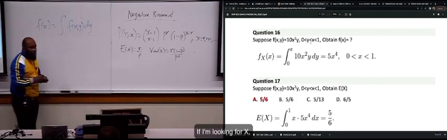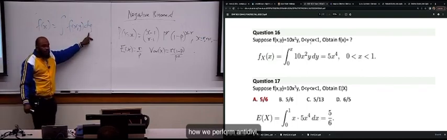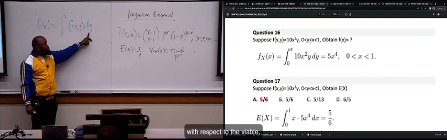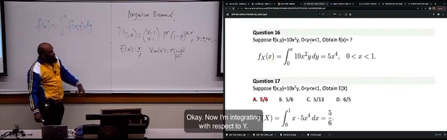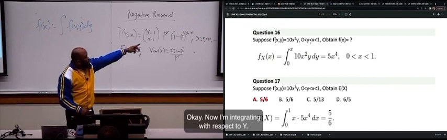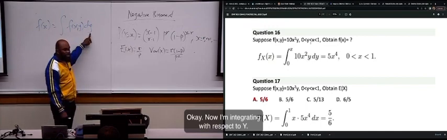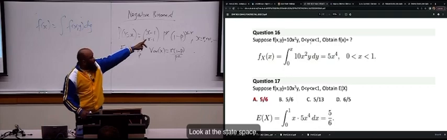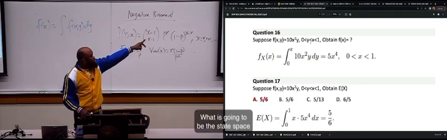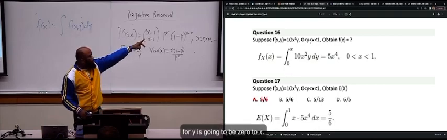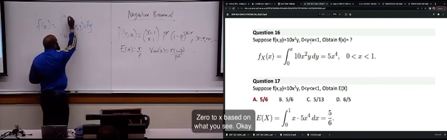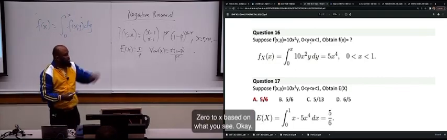If I'm looking for f of x, I will perform the antiderivative with respect to the variable I'm not interested in. Now, if I'm integrating with respect to y, look at the state space. What is going to be the state space for y? It's going to be 0 to x, based on what you see there.